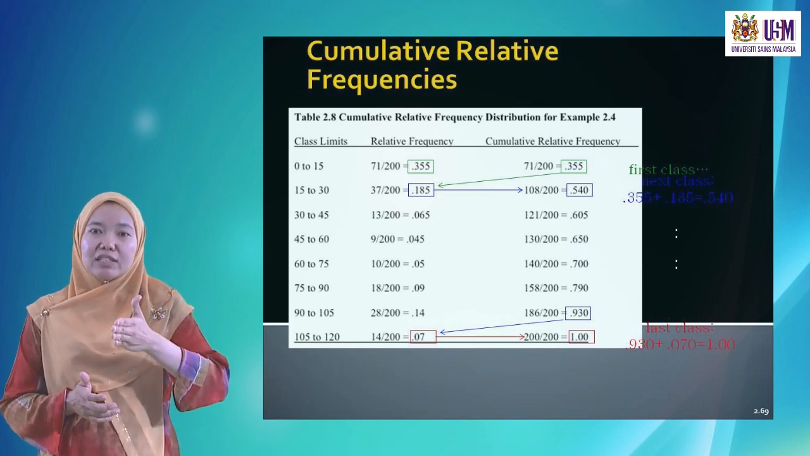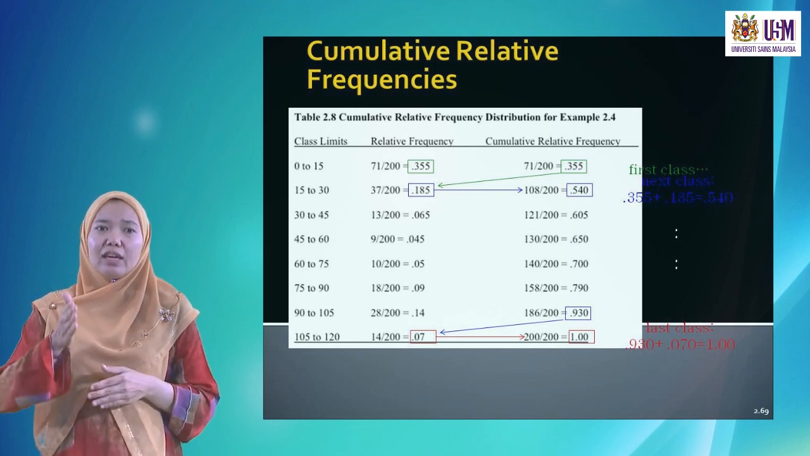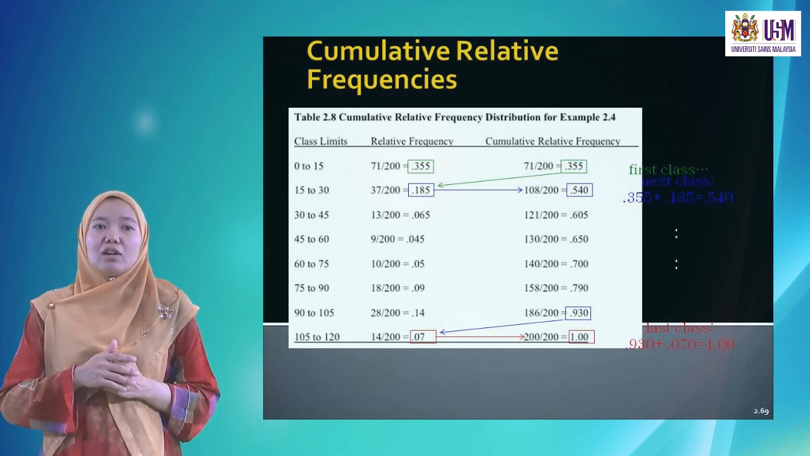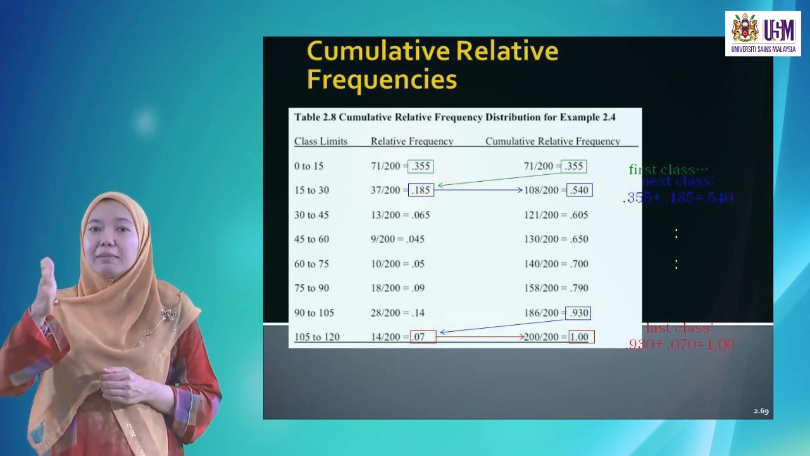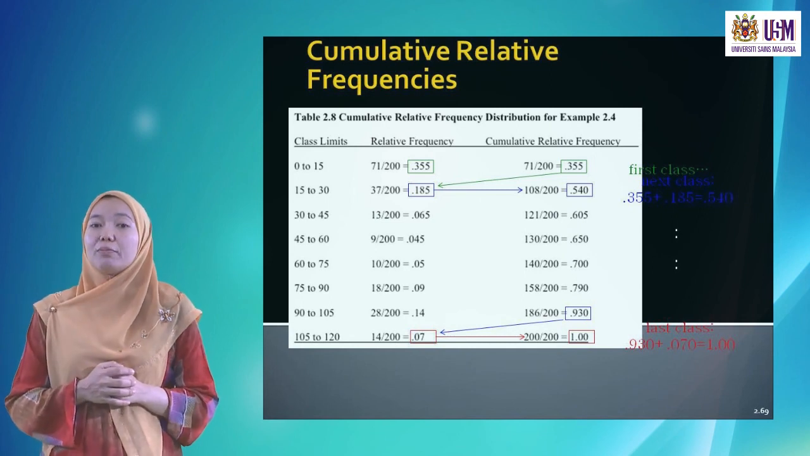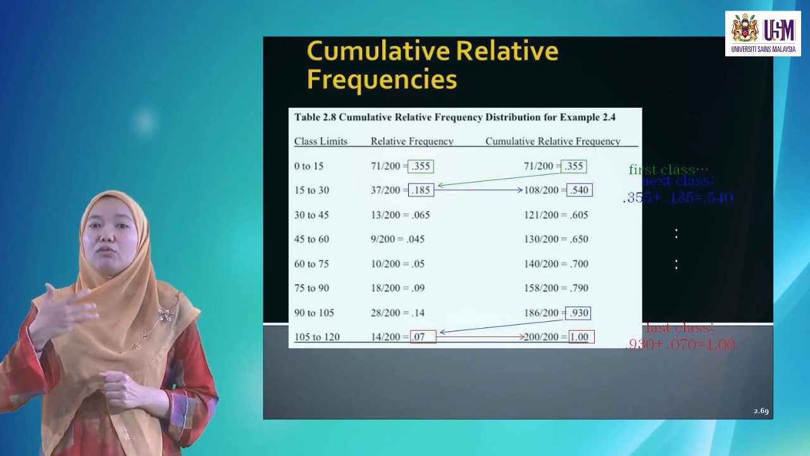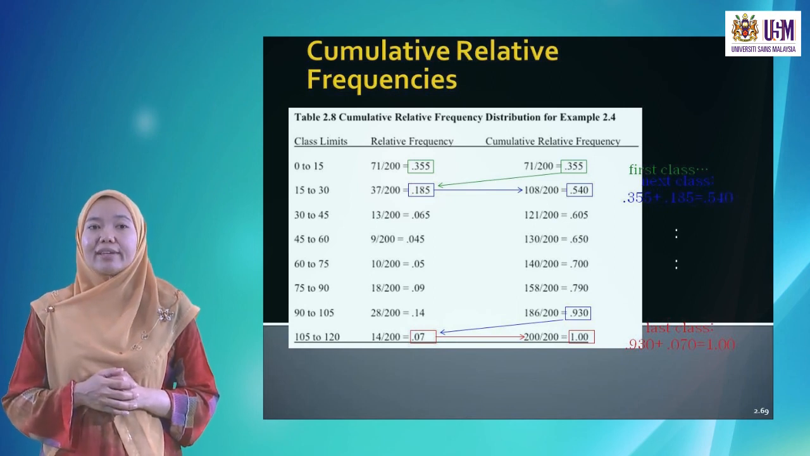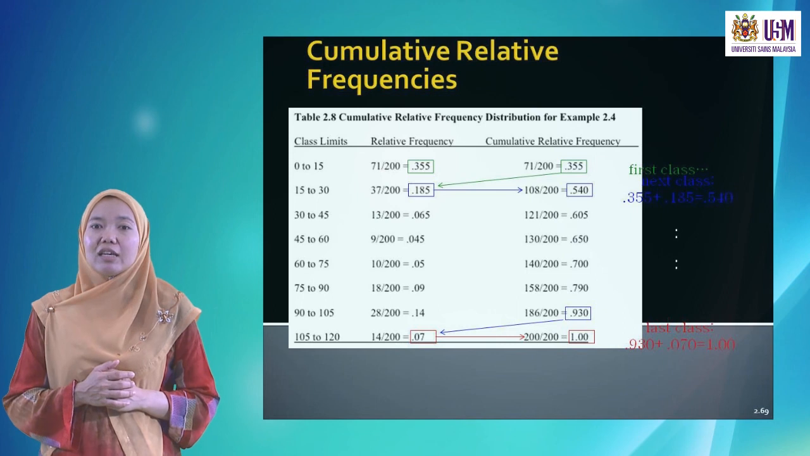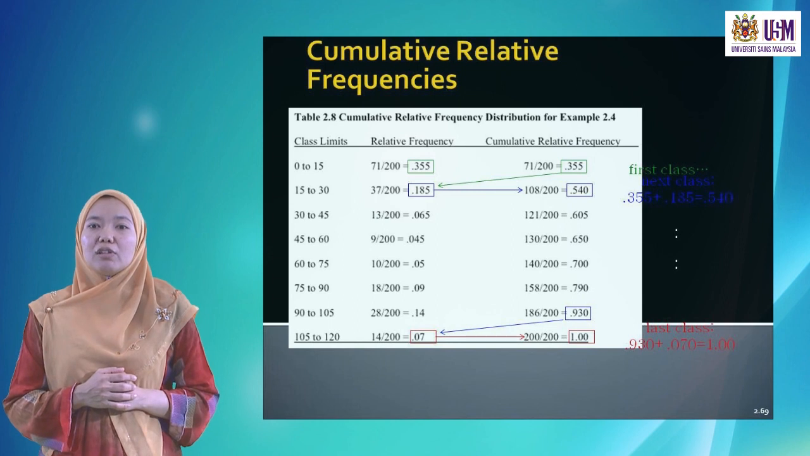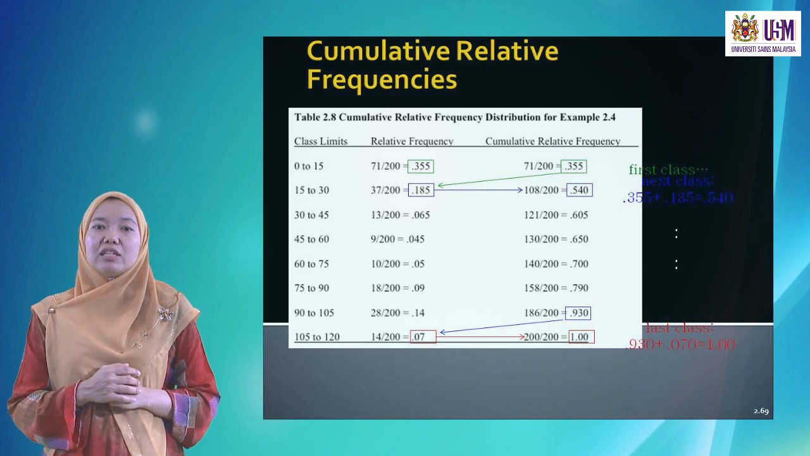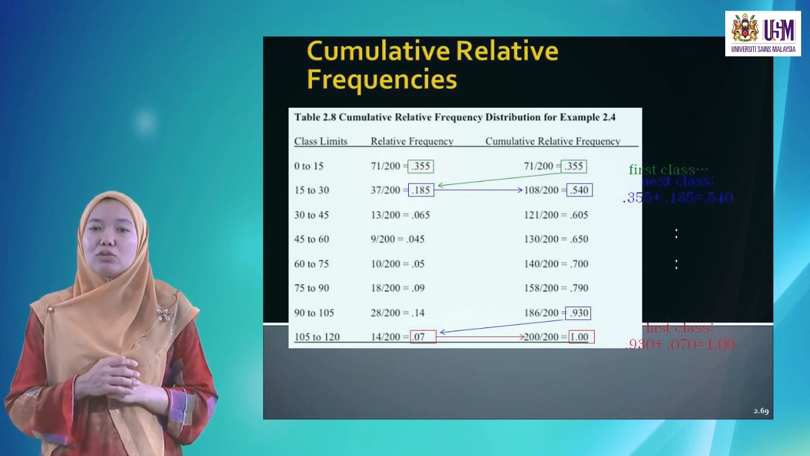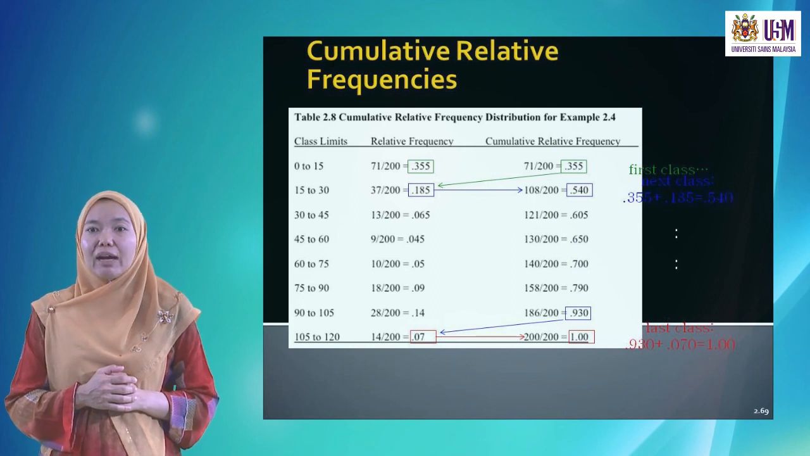And then for the cumulative relative frequency, for the first row, for the class limit between 0 to 15, it is similar to the relative frequency. So it's still 0.35. When you go to the second row, for the class limit between 15 to 30, the cumulative relative frequency is simply the first cumulative relative frequency, which is 0.35, plus the current relative frequency, which is 0.18. You add up those two, so you get 0.54.